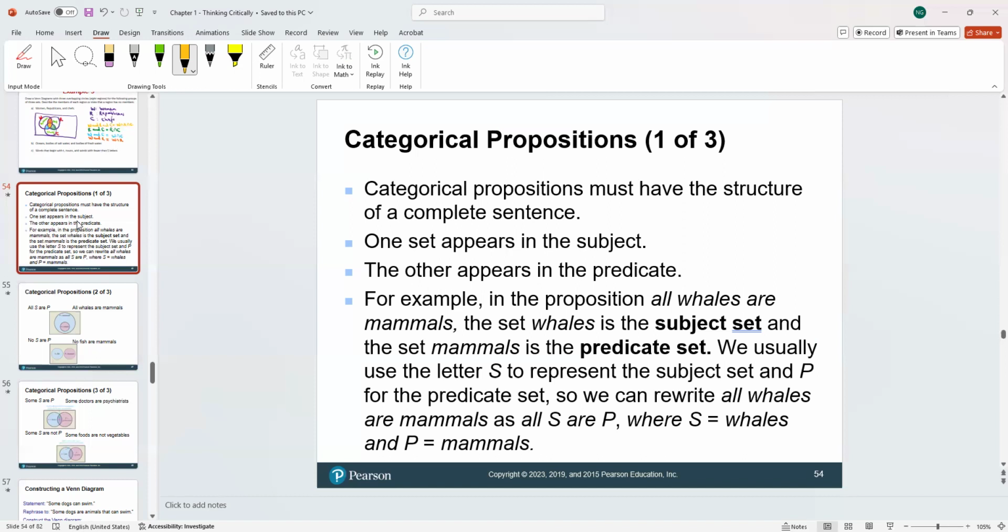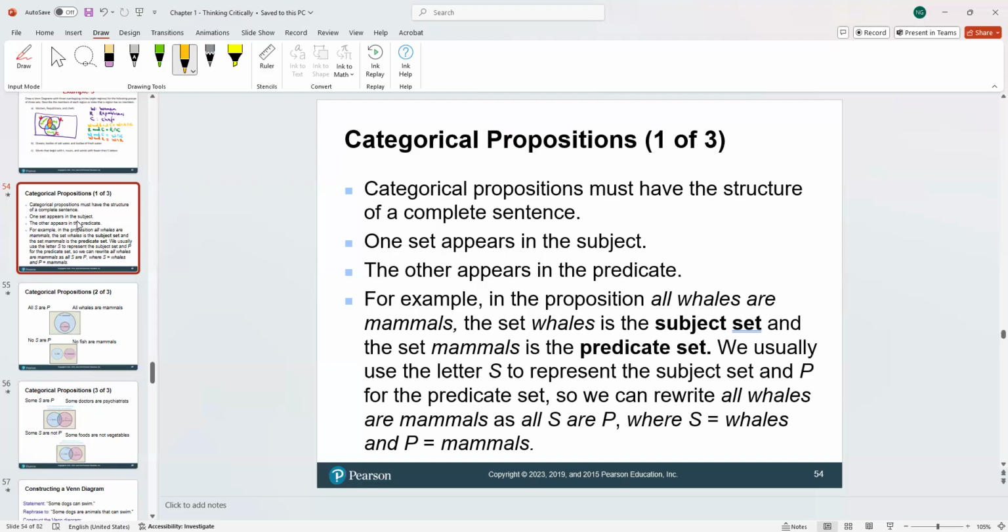Okay, so a categorical proposition must have the structure of a complete sentence. So it's very important to remember how you can verify categorical propositions. Okay, they must have a complete sentence. That's very important. And one set appears in the subject, the other appears in the predicate. Okay, so we can go over and over and explain this multiple times.